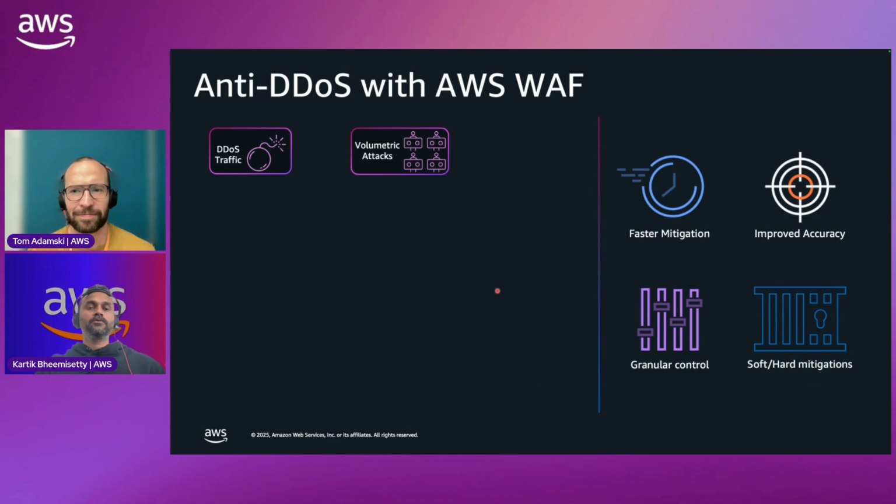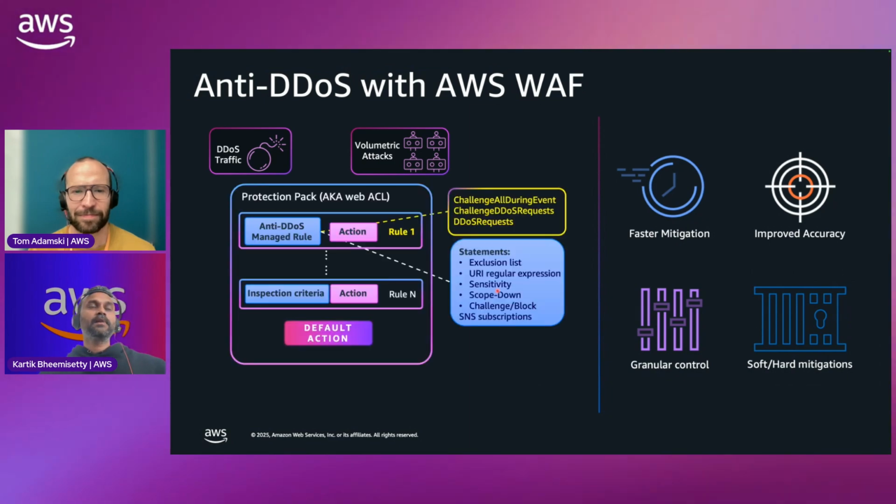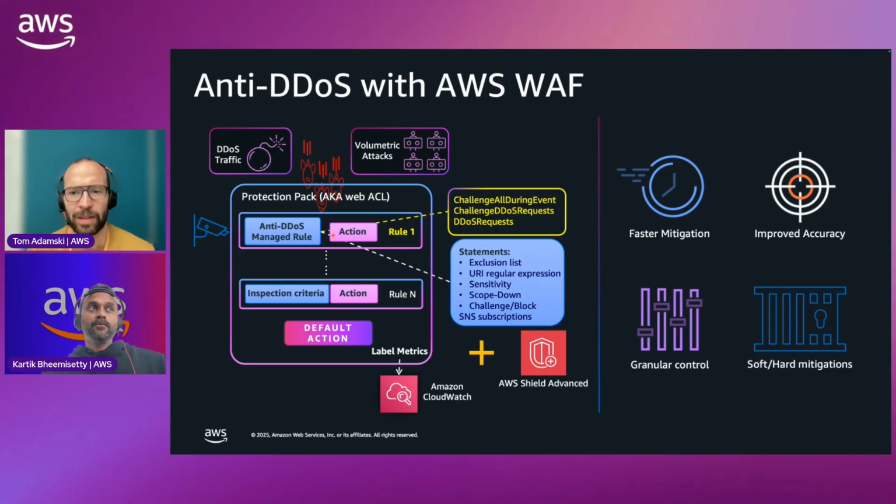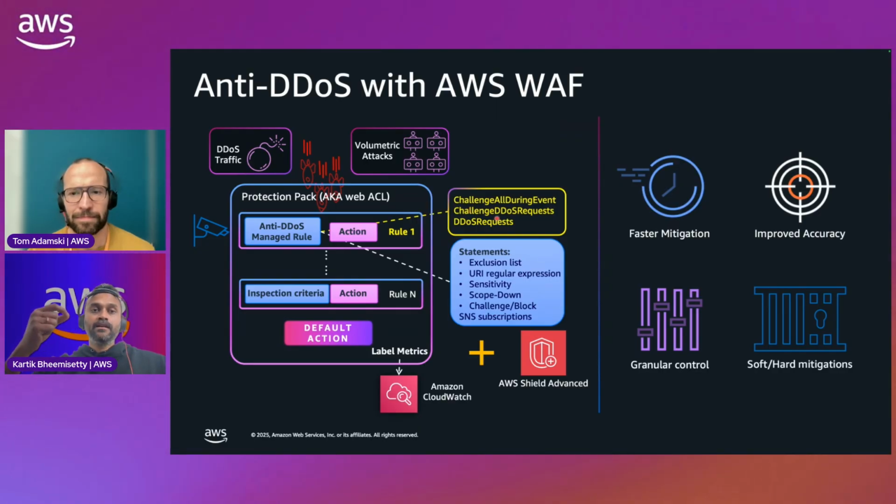So this is something we introduced last year, anti-DDoS with AWS WAF. When there is a DDoS attack, we recommend having the anti-DDoS managed rule as the first rule so that it learns the traffic characteristics and knows when to block, etc. Okay. It also sends metrics. You have multiple options to configure: when WAF detects that there is a DDoS event, you can challenge all the requests or you can block those requests, etc.